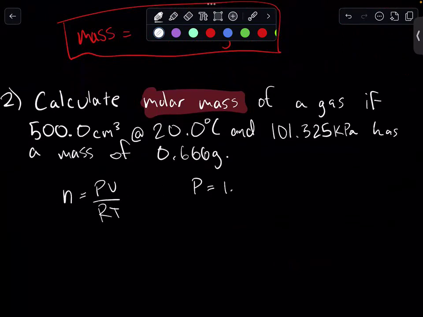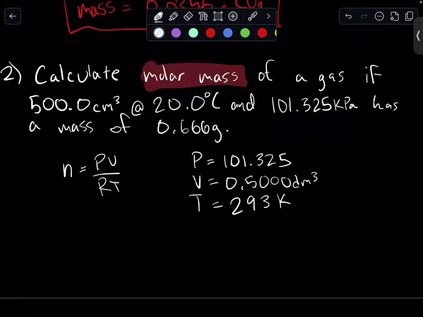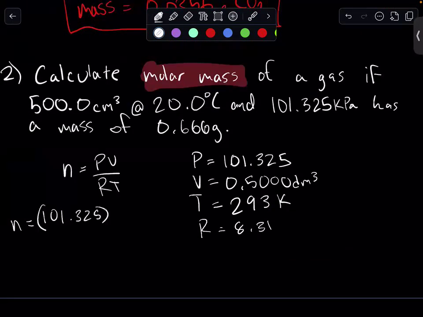Pressure is already in kilopascals, so I'm going to write 101.325. Volume, however, is in centimeters cubed, so I'm going to move the decimal 3 over and write 0.5000 decimeters cubed. Temperature, once again, is in Celsius, so that's going to become 293 Kelvin. That's 20 plus 273. And R, once again, is 8.31. So plugging all this into my equation, n is equal to 101.325 times 0.5000, all divided by 293 times 8.31.